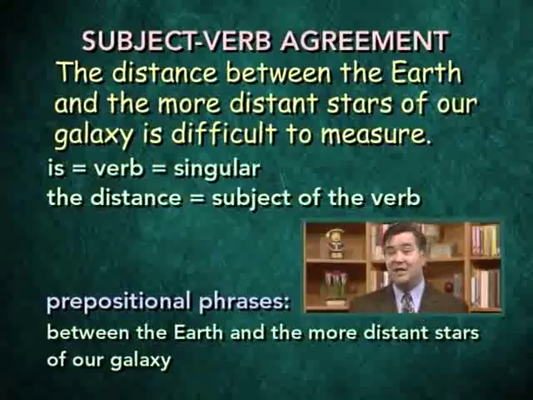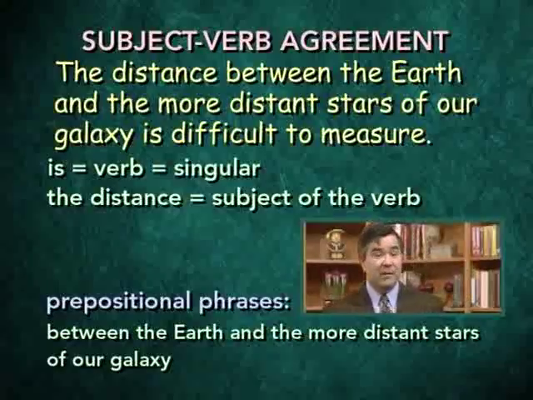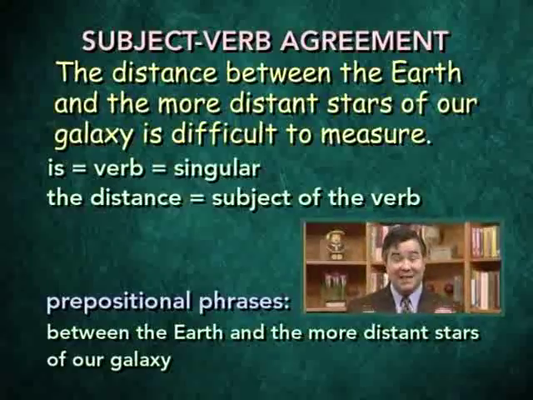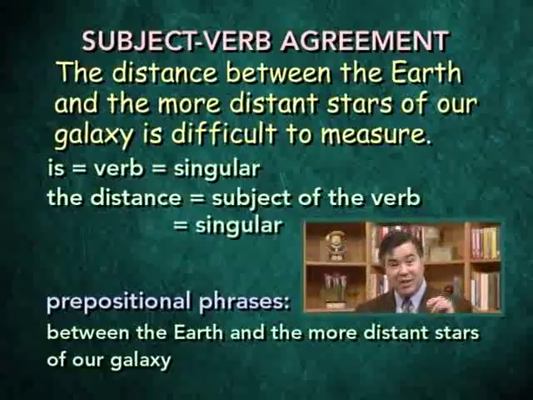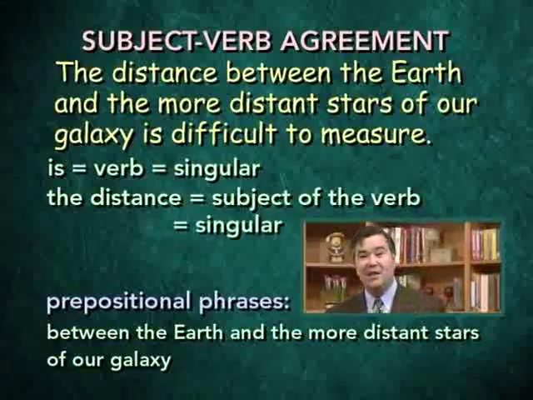And in fact, that makes sense. After all, that's what is difficult to measure. The distance is what is difficult to measure. So the sentence is saying that the distance is difficult to measure. Distance is a singular word, and so the singular verb is correct.